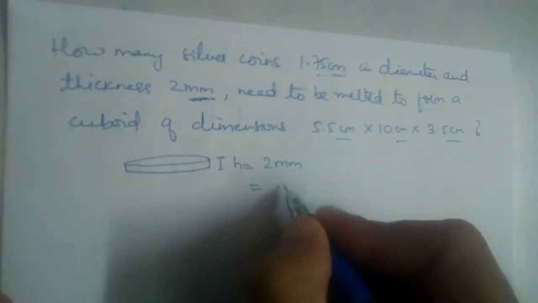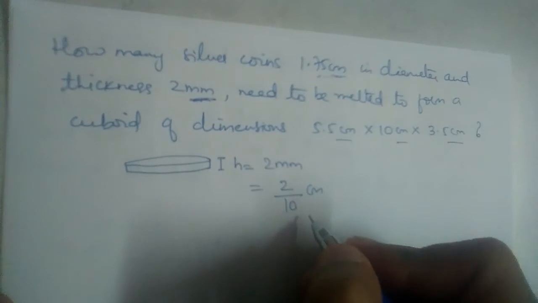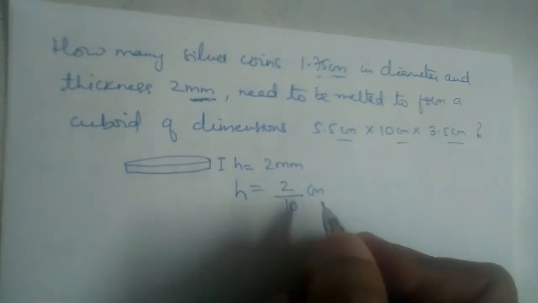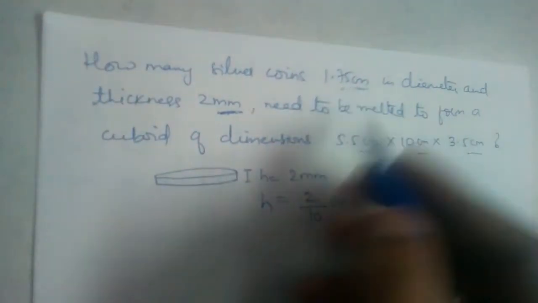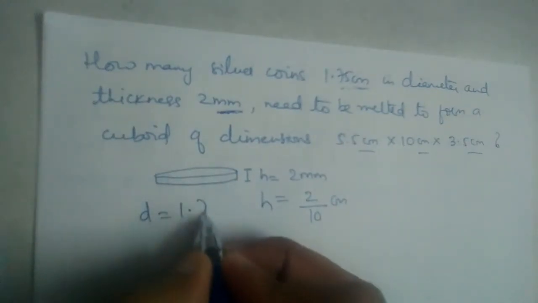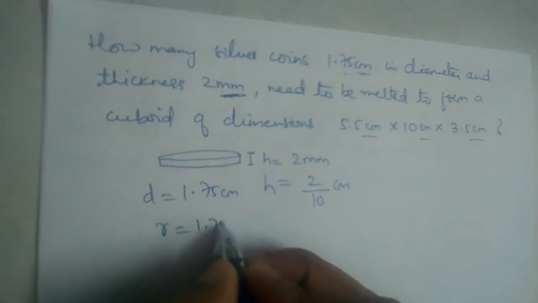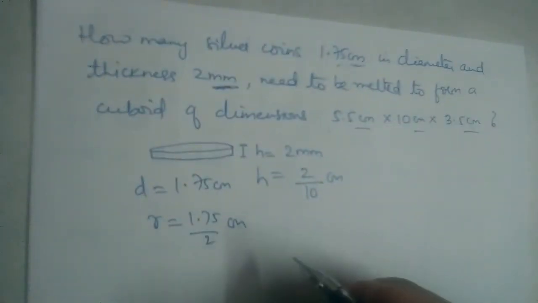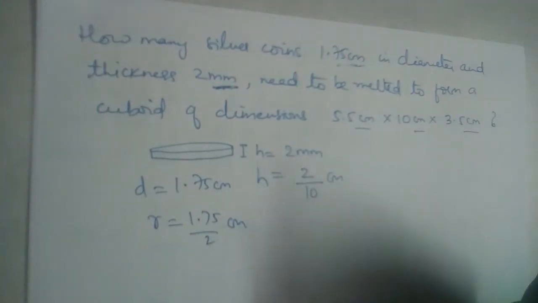So 2 mm, if we want to write that in centimeter, it will be 2 by 10 centimeters. So height of this coin is 2 by 10 centimeters. And what is the diameter? 1.75. So diameter is 1.75 centimeters. So radius will be half of that, right? So 1.75 divided by 2 centimeters. Let us keep these numbers like this only and we'll cancel it in the last.